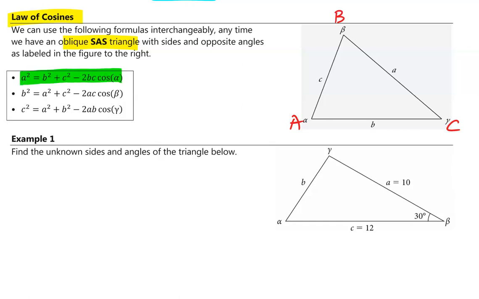A squared is equal to B squared plus C squared minus 2BC cosine of A. And the other one, B squared is equal to A squared plus C squared minus 2AC cosine of angle B. And the third one, C squared is equal to A squared plus B squared minus 2AB cosine of angle C. So take a look at all these three formulas, with each angle opposite its side: this is angle A, this is angle B, and this is angle C.